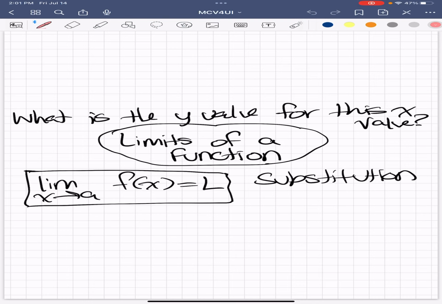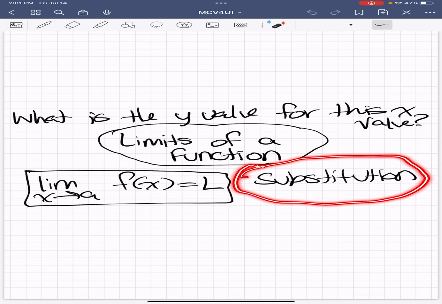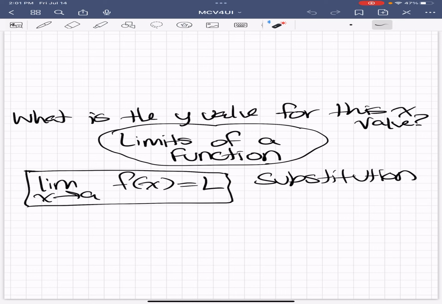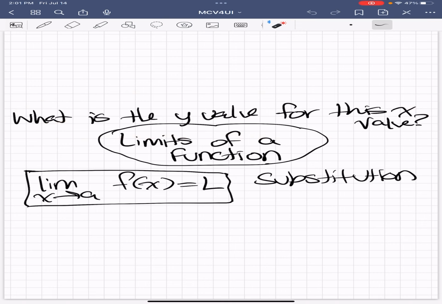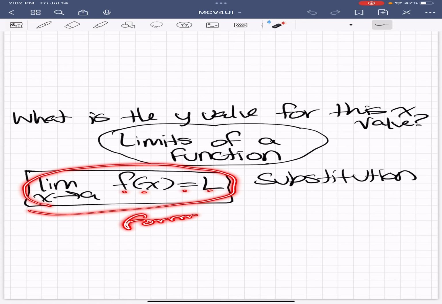Okay, so today we're going to be discussing limits of a function. The limits of a function can be calculated by substitution, and essentially it's what is the y value for this x value. That's essentially what we're studying here with limits of a function. Limit as x approaches a, f of x equals L, and that's the formula. That's the formula for limits.